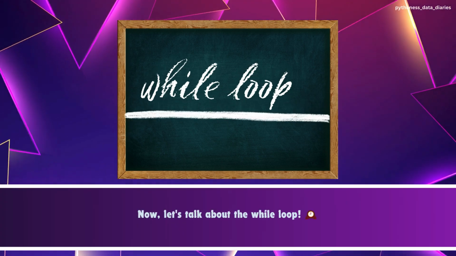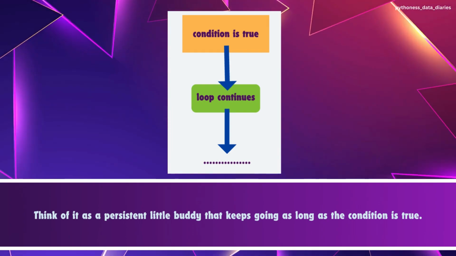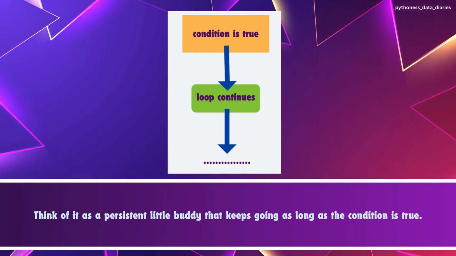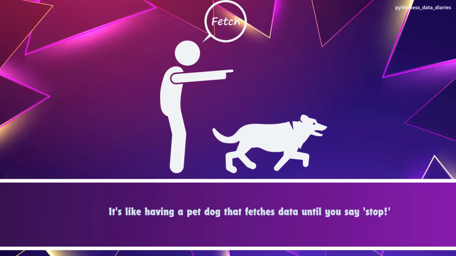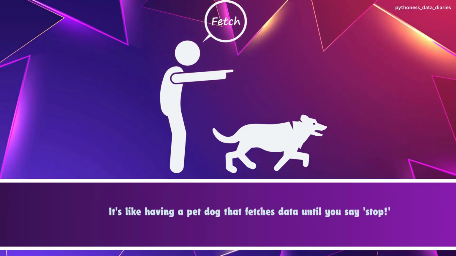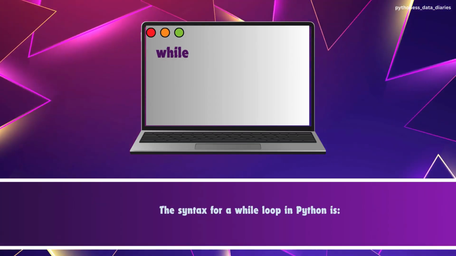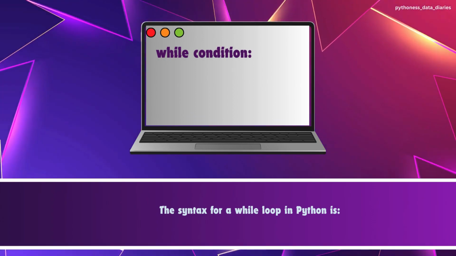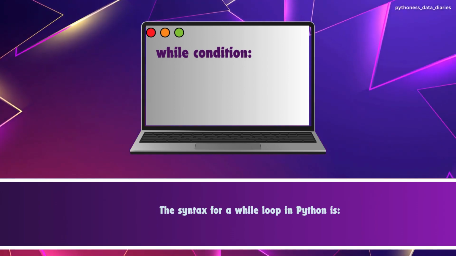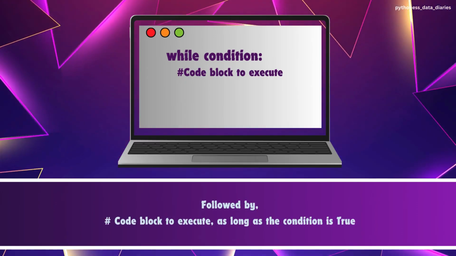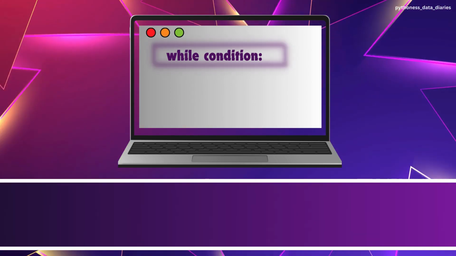Now, let's talk about the while loop. Think of it as a persistent little buddy that keeps going as long as the condition is true. It's like having a pet dog that fetches data until you say stop. The syntax for a while loop in Python is while condition followed by a colon sign, followed by the code block to execute as long as the condition is true.